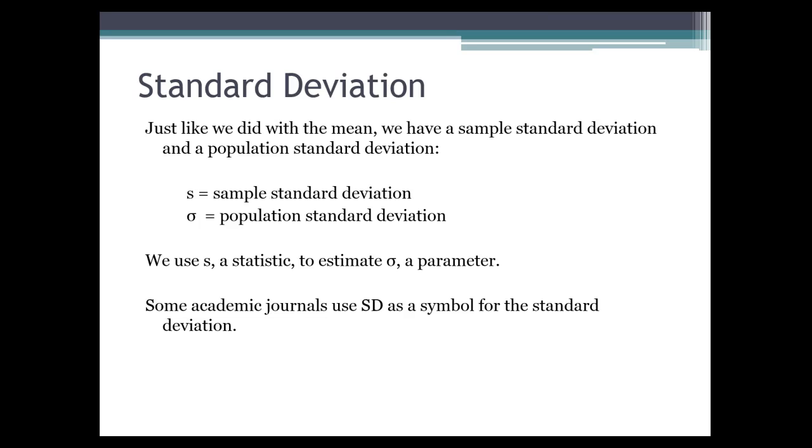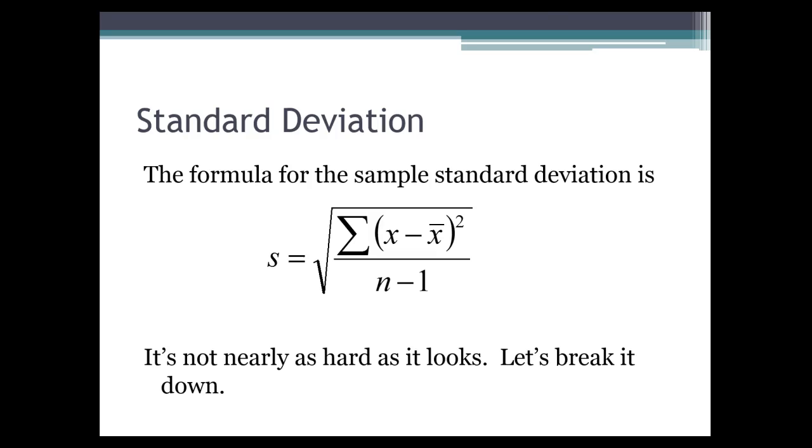It is going to be very important later on that you know this notation. So if you're keeping up with note cards or something like that, which I would recommend that you do, this is a big one. Okay, so sample standard deviation is S, population standard deviation is sigma. You might see in an academic journal SD for the standard deviation. We'll just use S and sigma.